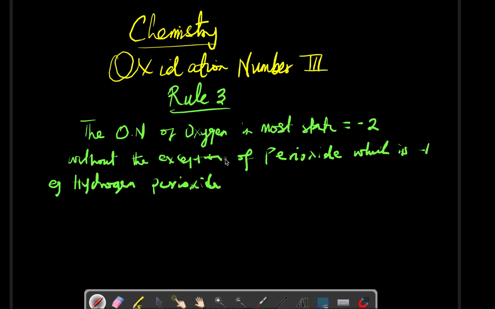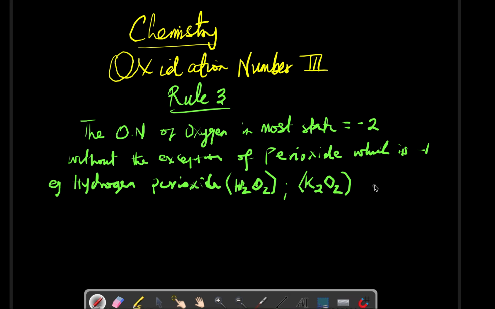So hydrogen peroxide, the formula is H2O2, like this. In this particular case, the oxidation state of this oxygen here is -1, because it is hydrogen peroxide. Even when they deal with potassium, if you write them in full, may I just write the short one, the formula of potassium peroxide like this. In this case, the oxidation number of oxygen is -1.